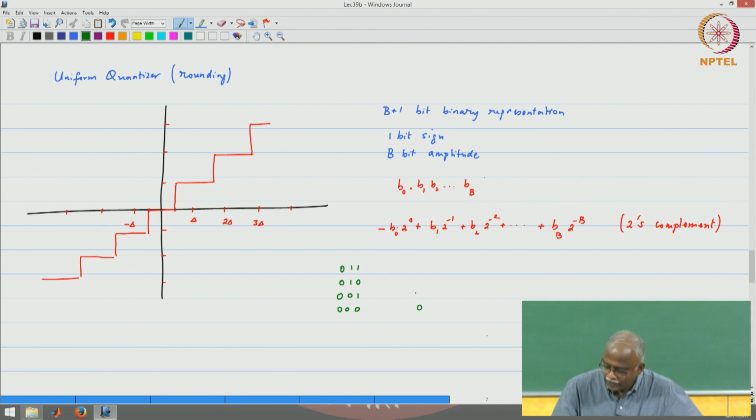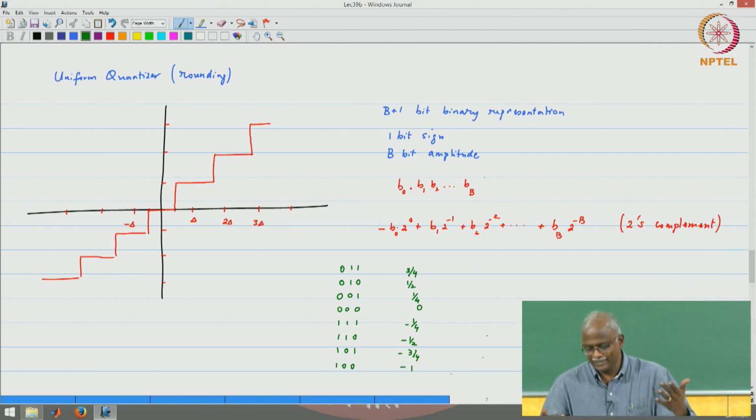So if I were to do it on a +1 to -1 scale, this could be given the level 1 by 4, this would be 1 by 2, this would be 3 by 4, and then go to the negative side. The first value in 2's complement would be 1 1 1, that would be -1 by 4, 1 1 0 is -1 by 2, 1 0 1 is -3 by 4, and 1 0 0 is -1. So typically this is how you would see the quantization, and notice that in terms of the negative values, there is one extra value. You go slightly more on the negative side than on the positive side.